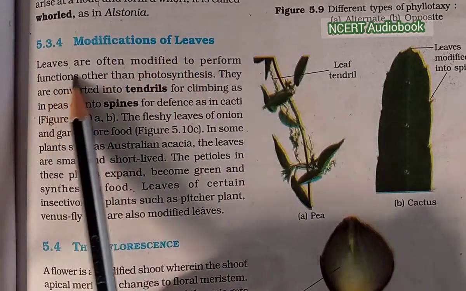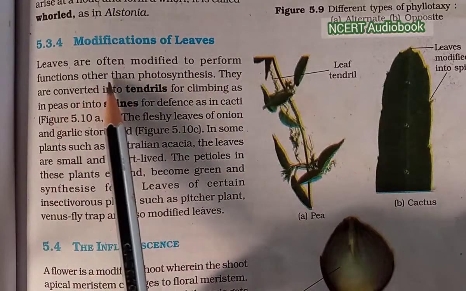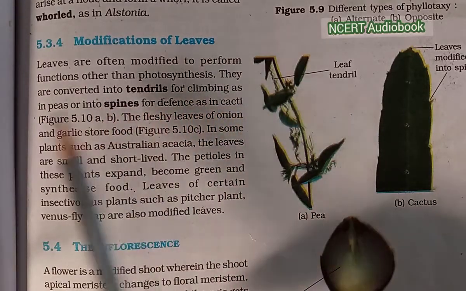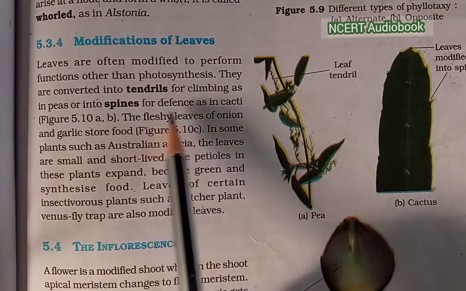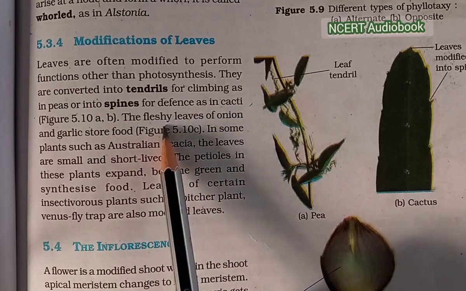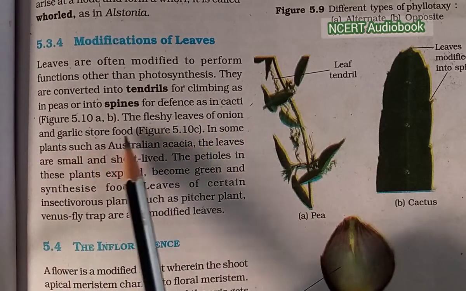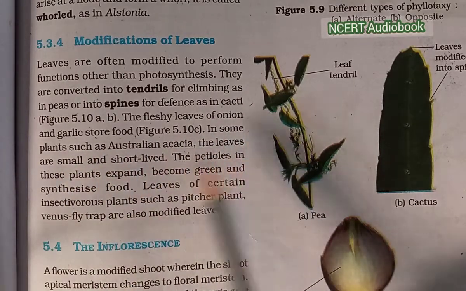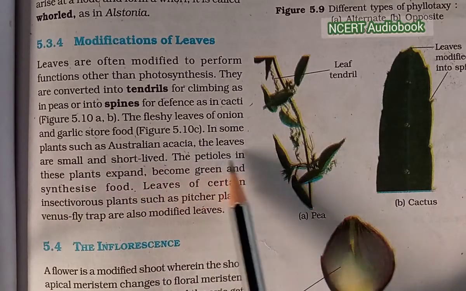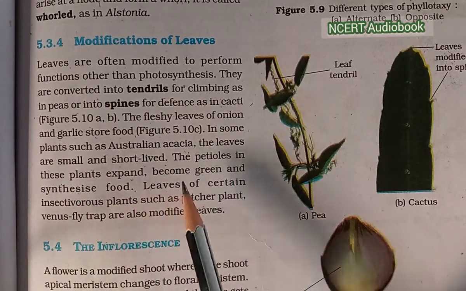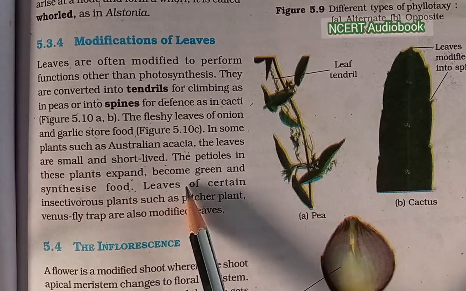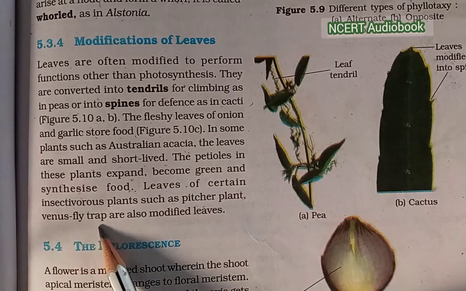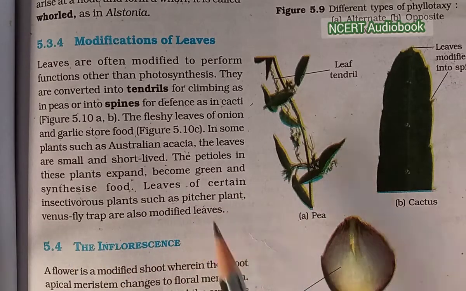Modification of leaves. Leaves are often modified to perform functions other than photosynthesis. They are converted into tendrils for climbing as in peas, or into spines for defense as in cacti. The fleshy leaves of onion and garlic store food. In some plants such as Australian acacia, the leaves are small and short-lived. The petioles in these plants expand, become green and synthesize food. Leaves of certain insectivorous plants such as pitcher plant and Venus flytrap are also modified leaves.